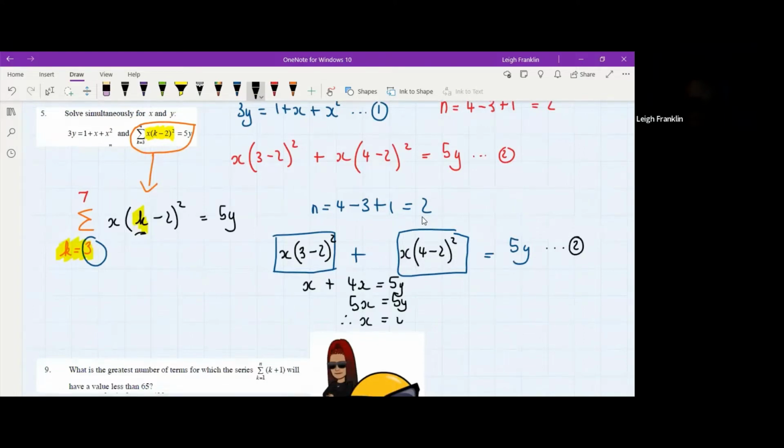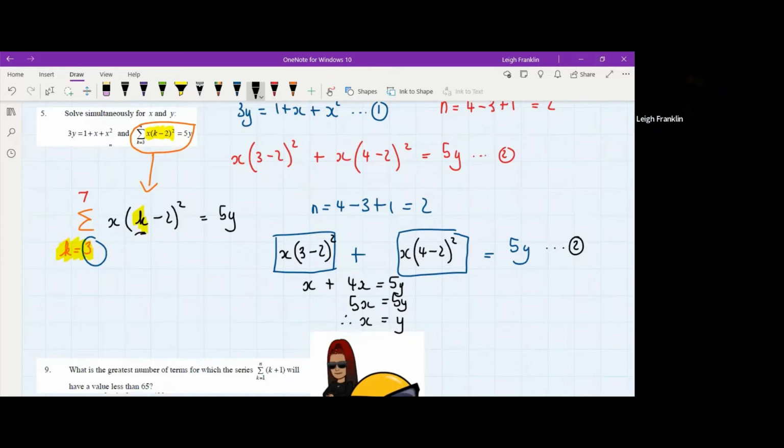They must be equal to one another. So if 5 of x is the same as 5 of y, then the conclusion is that x and y must be the same. Now I'm going to solve simultaneously.